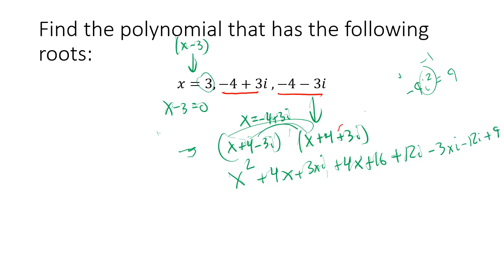So we've got to combine all this stuff. Notice that the 3xi and the negative 3xi are going to cancel out, and the 12i and the negative 12i are going to cancel out. So we would have x squared plus 8x plus 25. That combination, that quadratic, produced those two zeros. And then to finish that off, we just multiply that by x minus 3. So we do the same thing here.